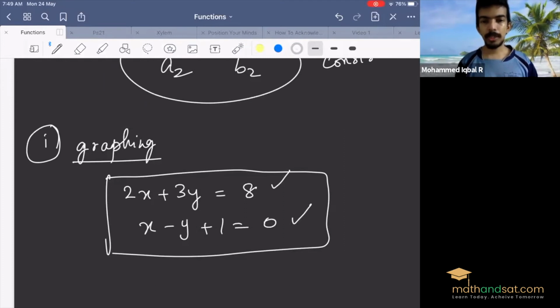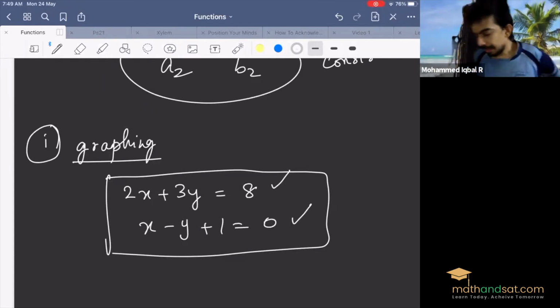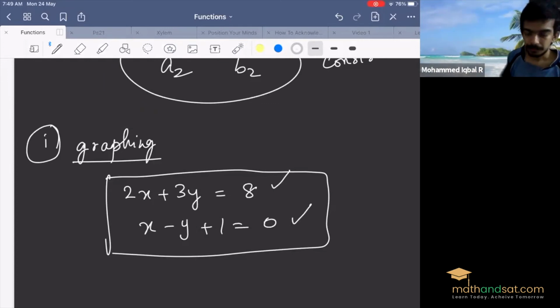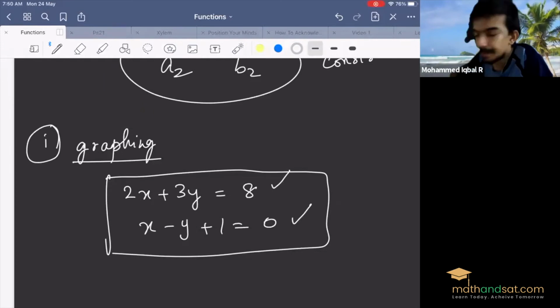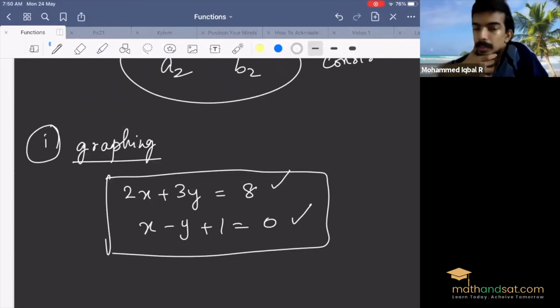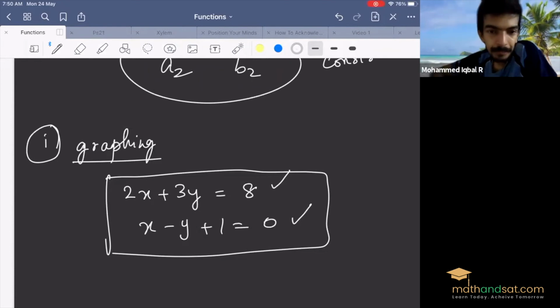Who can tell me the solution? Yeah, I want the solution. Solution as in the exact values of x and y. That's right. Yeah, that's right.